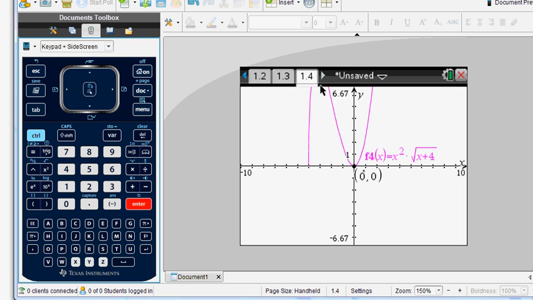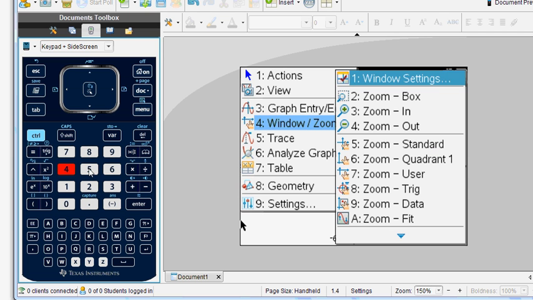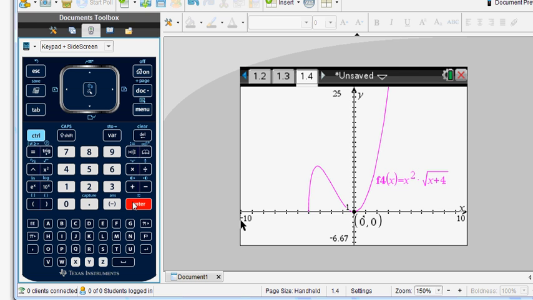I don't quite see the top up here. It looks like there's probably a local maximum up there. It looks like there's a minimum here too, at x equals negative 4. Let's look at that window. Take window zoom, go to 4, window settings. I'm going to change that Y max to maybe 25, to be sure we can see that maximum. Okay, well that's more than enough.